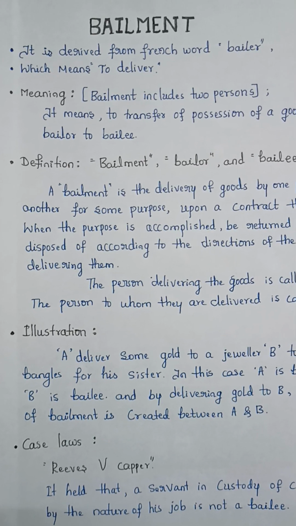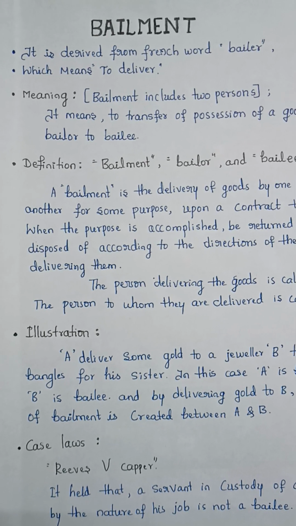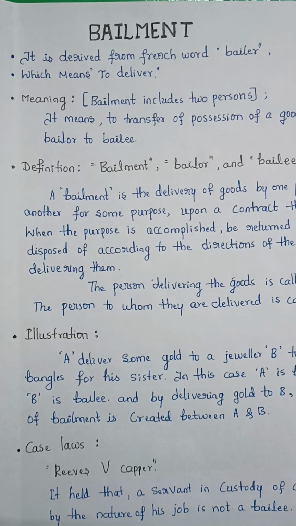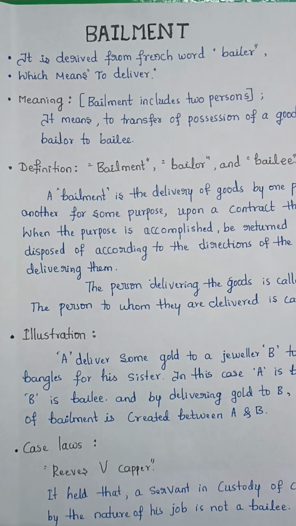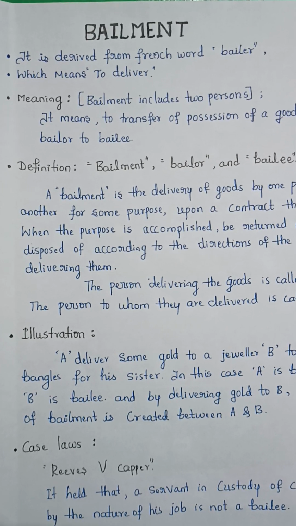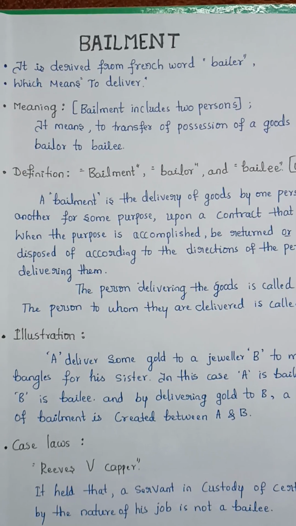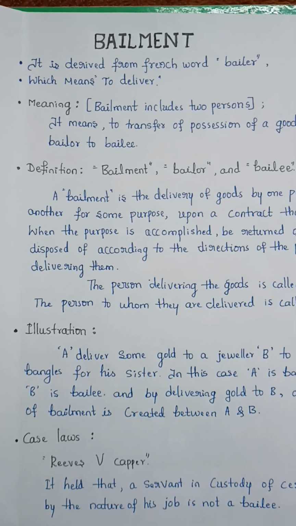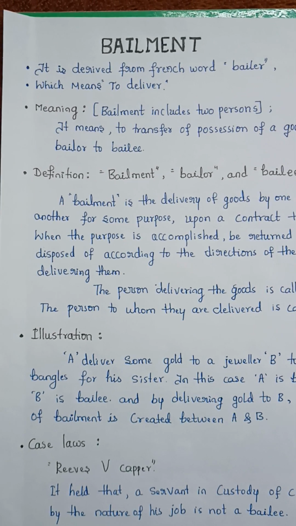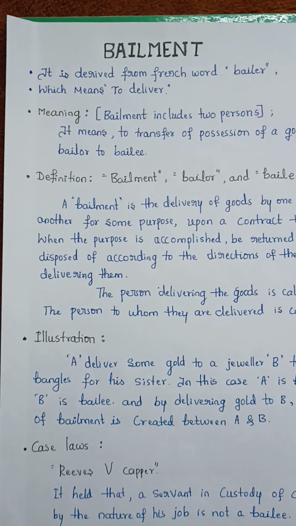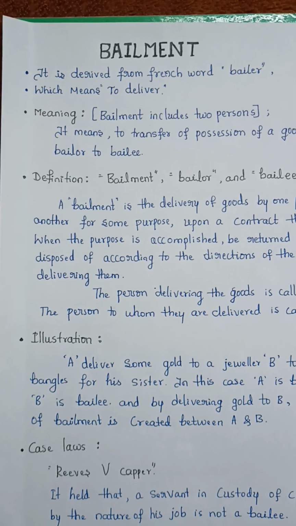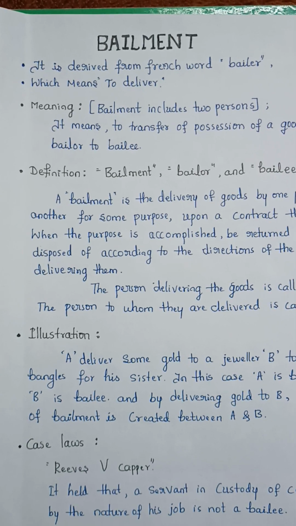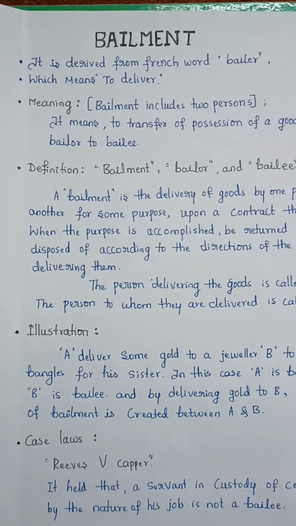Hello everyone. This is the second concept relating to contract: bailment. Bailment is derived from a French word, bailer, which means to deliver. So what is the meaning of bailment? Basically, bailment includes two persons. It means the transfer of possession of some goods from bailor to bailee. So bailment includes the bailor and the bailee, two persons.